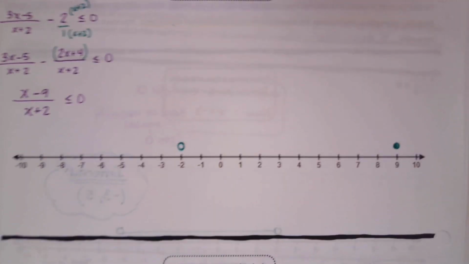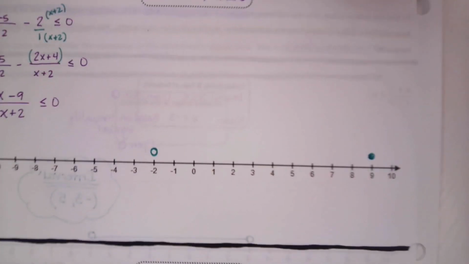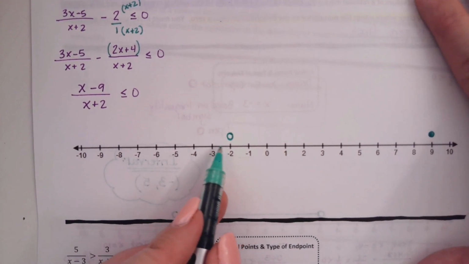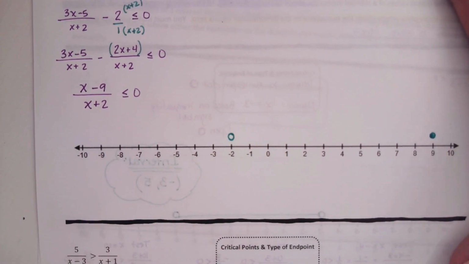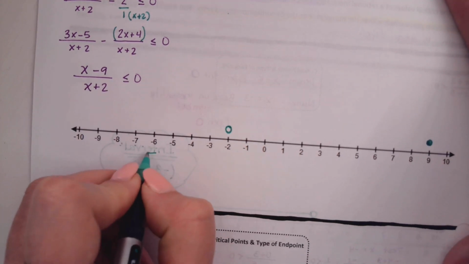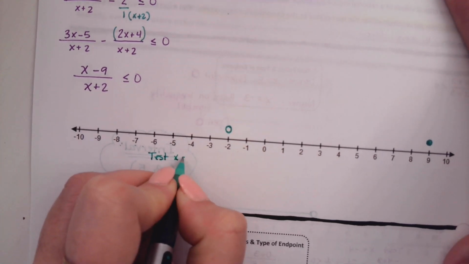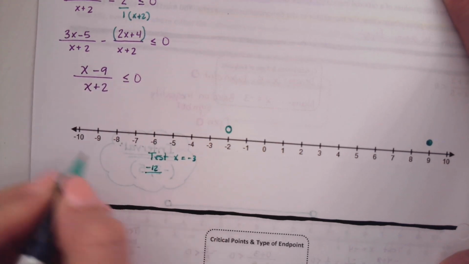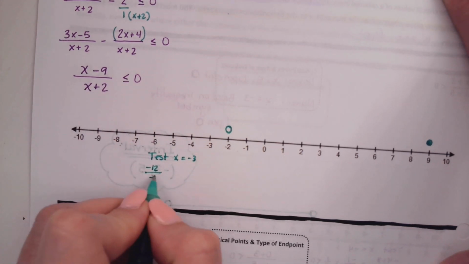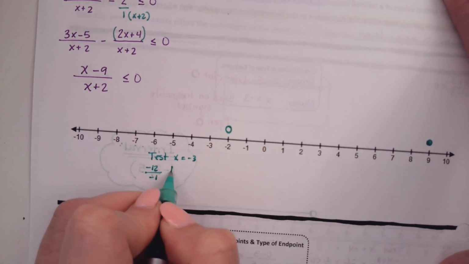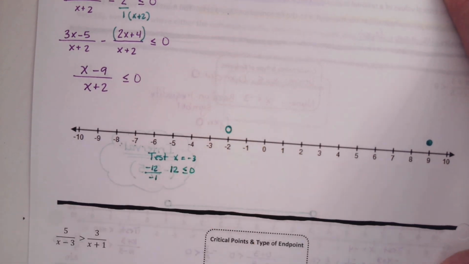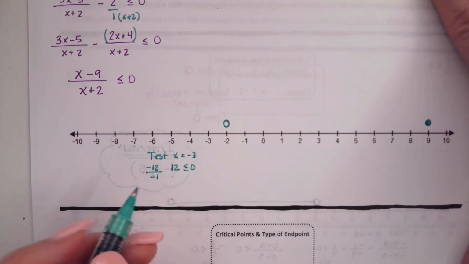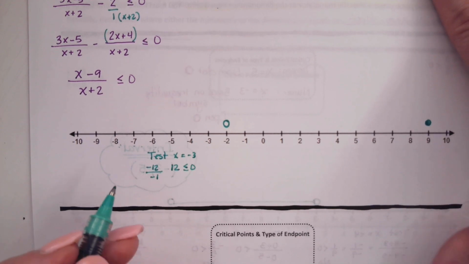Okay, that creates how many areas that we need to check for solutions? 3 areas, yes. Okay, so starting with to the left of -2, what number would y'all like to test? -3. So on the top we'll have -3 minus 9, which is -12. On the bottom we'll have -3 plus 2, which is -1. So that's basically 12. Is that going to be less than or equal to 0? Yes? No? Common sense. Is that less than or equal to 0? No.